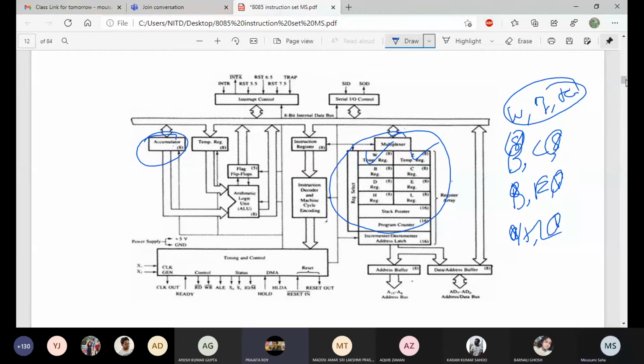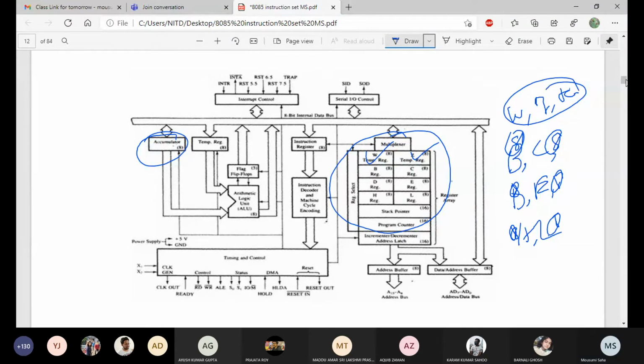W and Z, these are two temporary registers that are used to store some temporary data during execution of any program. The processor uses them for its internal purpose. We have some instructions, but with the help of those instructions you cannot access them. Only the processor can utilize these two registers for execution.